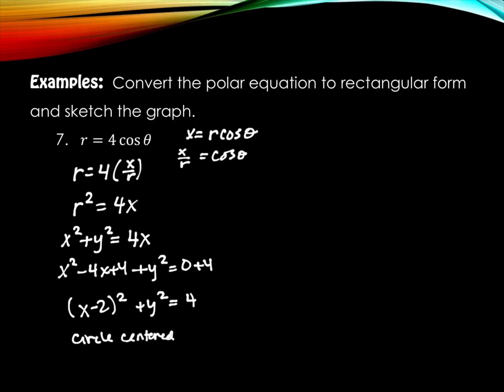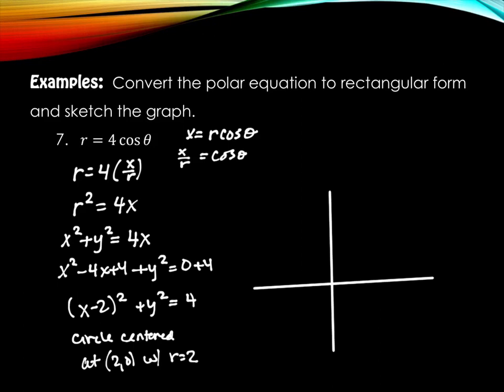So this is a circle centered at 2, 0 with radius 2 because of the 4 on the other side. And if we were asked to sketch it, which we are, we will draw over here the ordered pair first. So the ordered pair it gives us is 2, 0. That's where our center is.